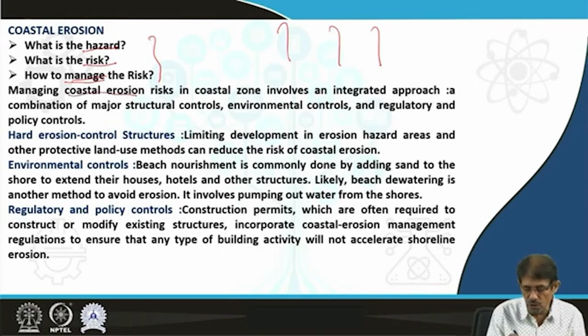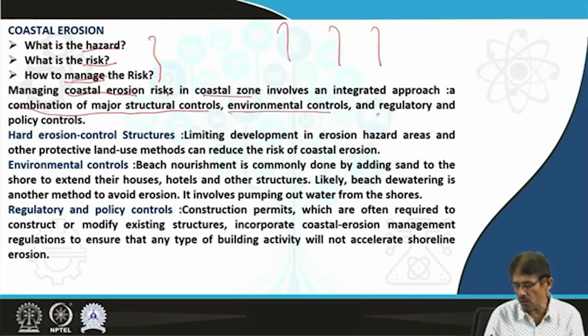Managing coastal erosion risk in the coastal zone involves an integrated approach, or a combination of the major structural control, environmental control and regulatory and policy control. These three types of control are going to minimize such hazardous impact caused by sea waves near the coastal zone.